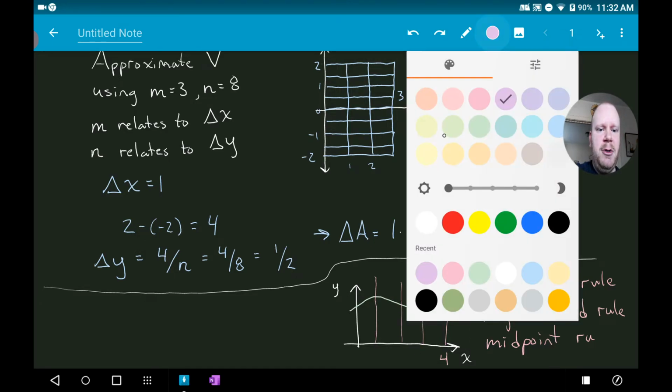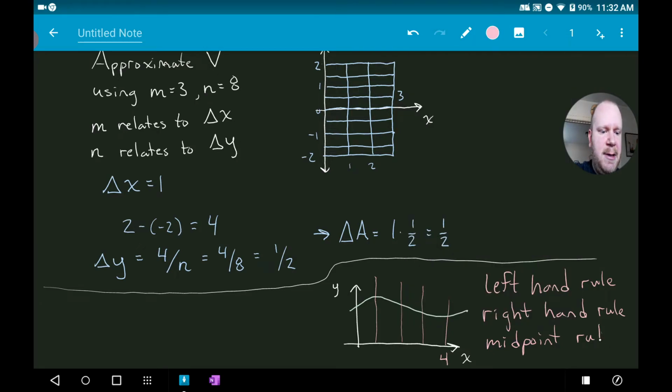What I want you to notice about this is that each time we're only making 4 rectangles here, right? So the analogy here is that when we have m is equal to 3 and n is equal to 8, we're only going to be using 24, or m times n, of these rectangular prisms to define this.